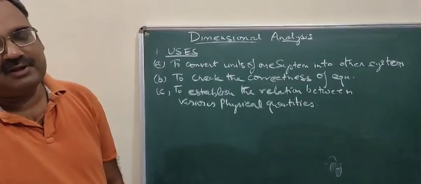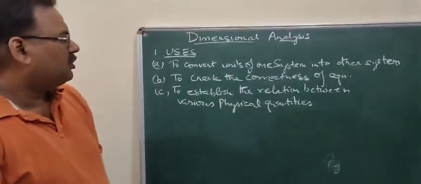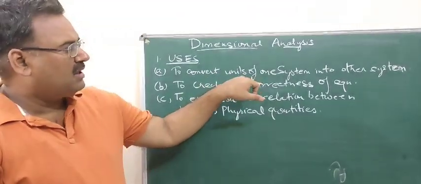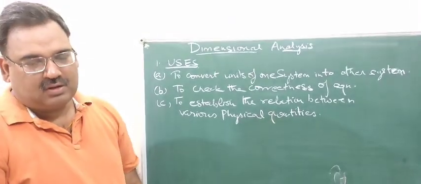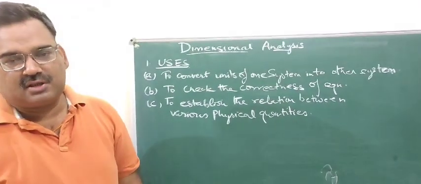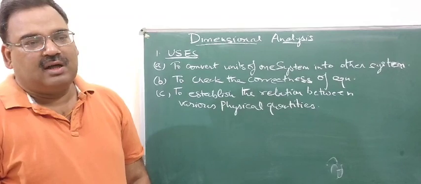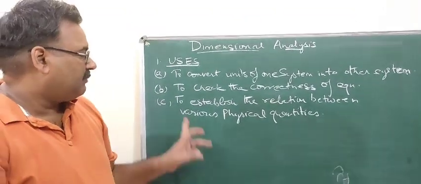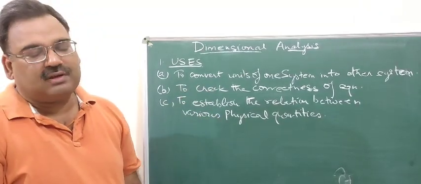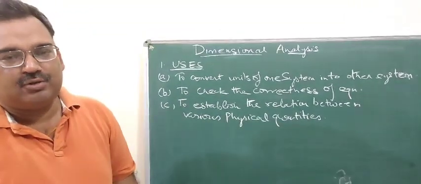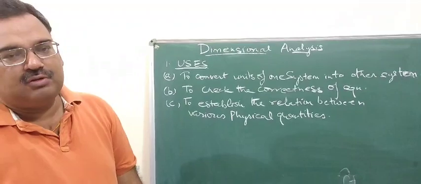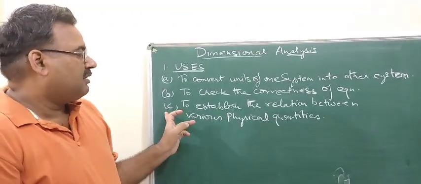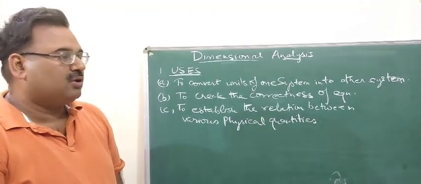Why do we study dimensional analysis? So there are three uses of dimensional analysis. First, to convert units of one system into another system. From SI system to CGS system or MKS system to FPS system, any other system, we can convert the unit. Second one, to check the correctness of the equation. To find out whether the given equation is correct or not, we can use the dimensional analysis method. Third, to establish the relationship between various physical quantities.